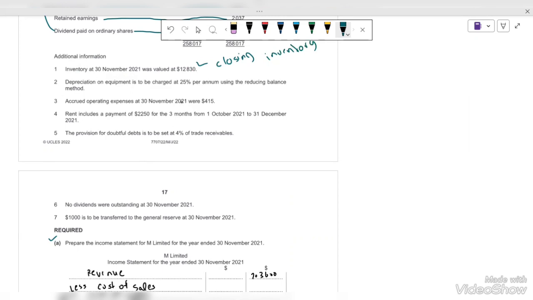And the rate of depreciation is 25%. And the company uses the reducing balance method of depreciation. Accrued operating expenses, remember this, like accrued expenses, it means that it is our liability. So it will come into the current liabilities when we calculate the asset ratio.